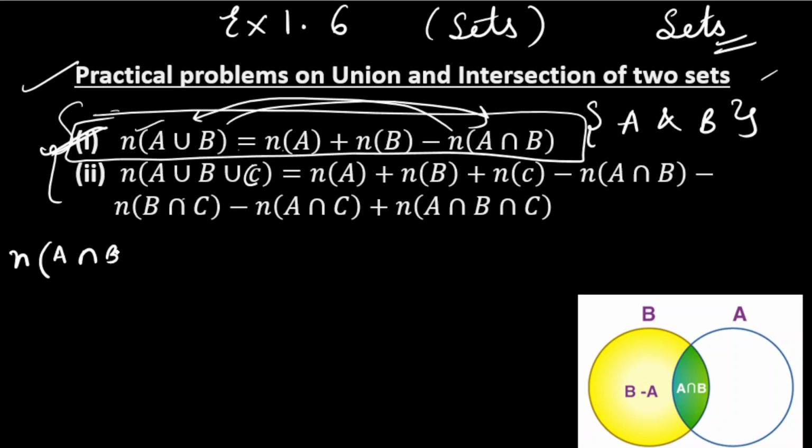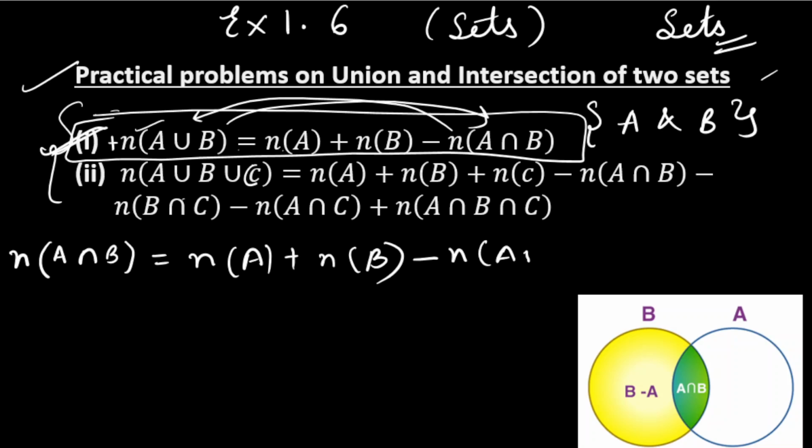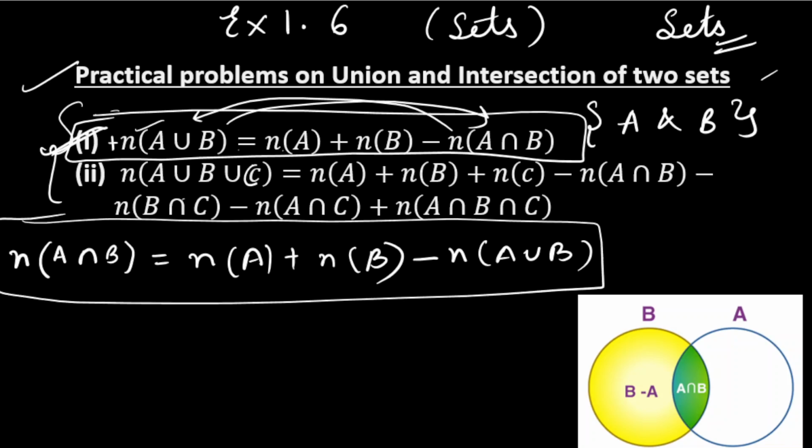So N of A intersection B is equal to N of A plus N of B minus N of A union B, because the union term is positive here, and when we shift it to the other side, it changes to negative. So this direct formula we will be using whenever we have to find the intersection of two sets. The formula is: number of elements of A plus number of elements of B minus number of elements of A union B. So directly I will be using it, and this is how we get it from the first formula. As per requirement I will use it.